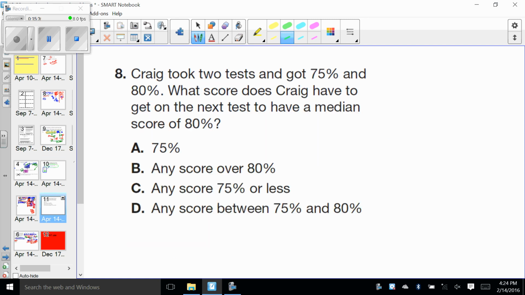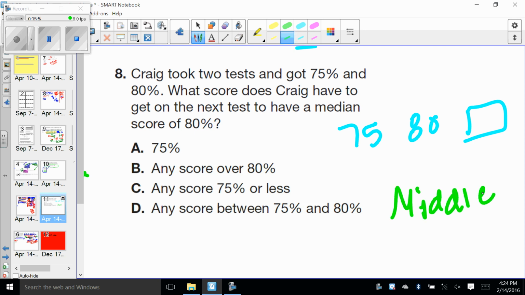And last problem together. Here we go. Craig took 2 tests and got 75 and 80. What score does Craig have to get on the next test to have the median score of 80? So Craig has a 75 and Craig has an 80. What has to happen on the next test score so that he has a median? So this time we're talking middle number, median. What has to happen so that his median is a score of 80?